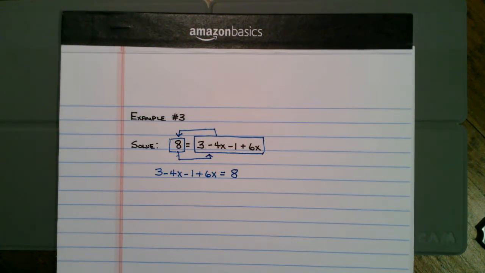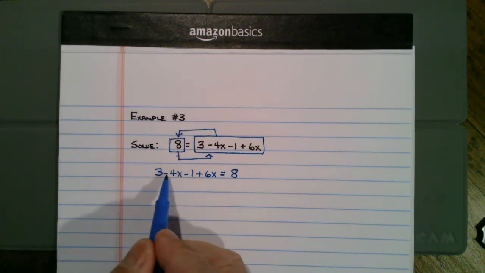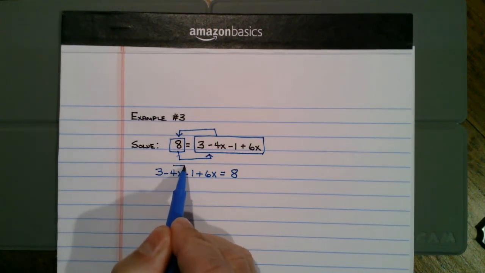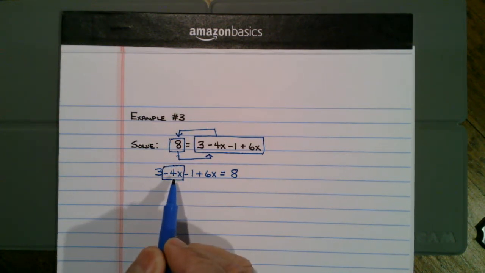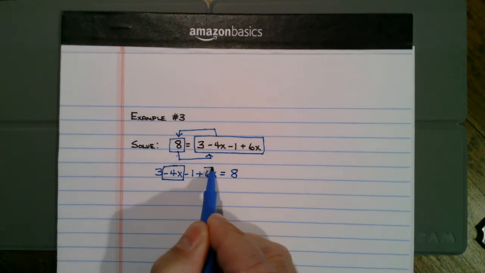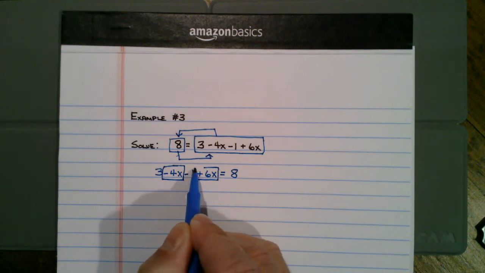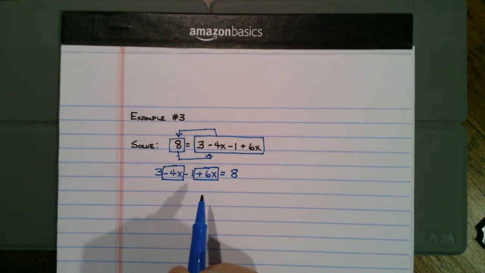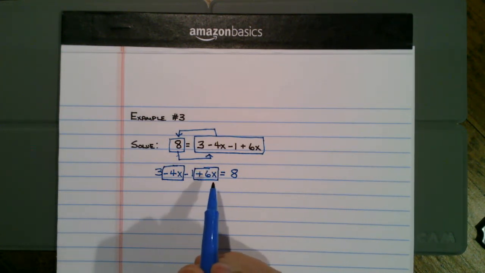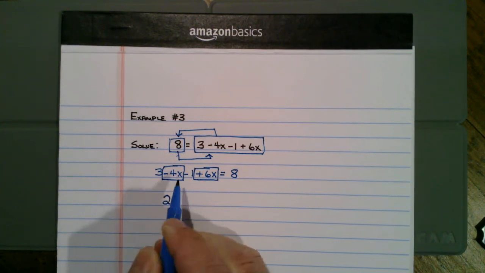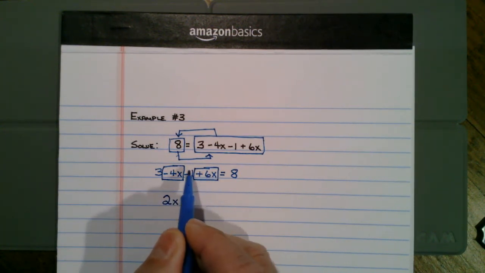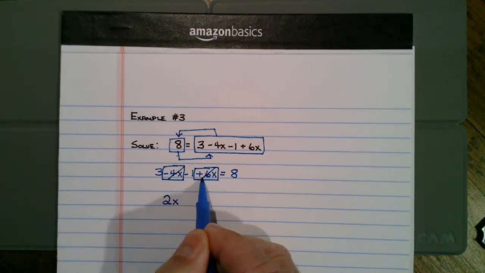Now I need to start combining like terms. This is a negative 4x because that negative sign goes with that 4. It needs to be combined with anything else that has an x. Positive 6x. I'm going to use my rules for combining integers. The signs are different. I subtract, take the sign of the larger number. That's going to give me positive 2x when I combine these two together. So I've combined that one and that one.